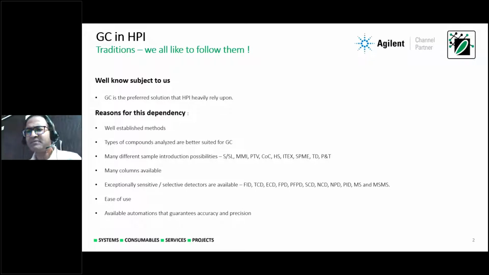And therefore, because of all these reasons, multiple detectors, multiple columns, multiple sampling options, very precise GSV or LSV or auto sampler for the liquid injection, GC is really the preferred solution because it makes the day-to-day life of an analyst in the lab really easy, and that's why people have been using the GC in the HPI industry for many years now.